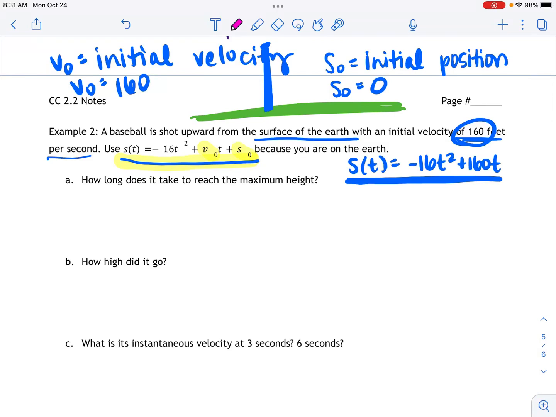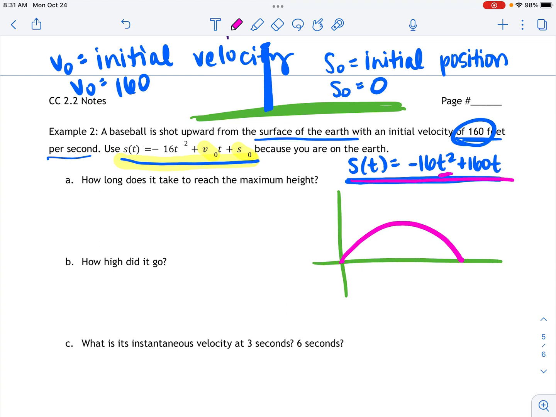Example 2, part A says, how long does it take to reach the maximum height? So if we look at this path of the ball, it starts at time equals 0, it's on the ground, it goes up for a while, and then it comes back down. I know that that is the path of the ball, or how it's moving over time, because I look at the position equation and it has a t-squared term.